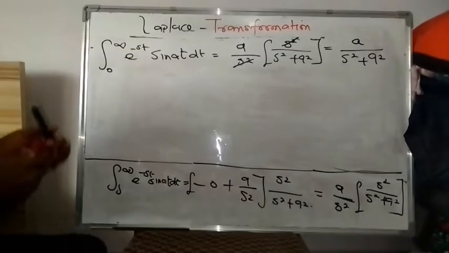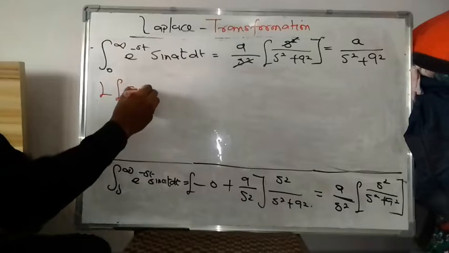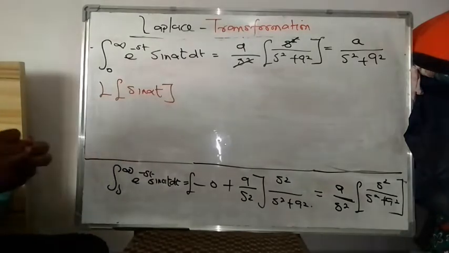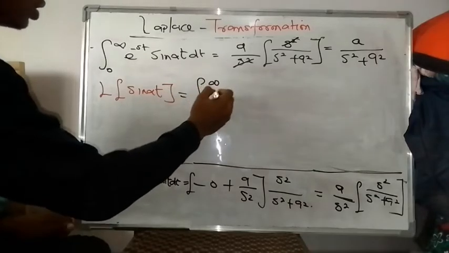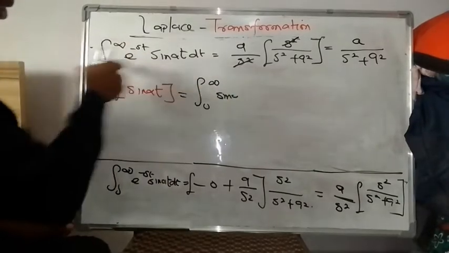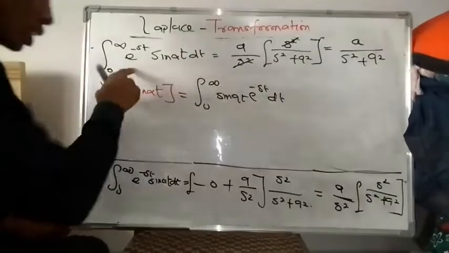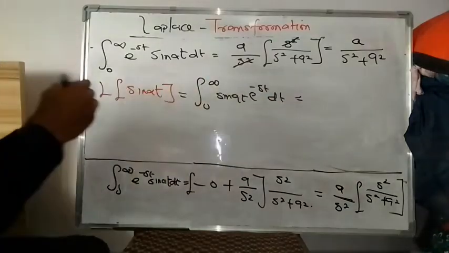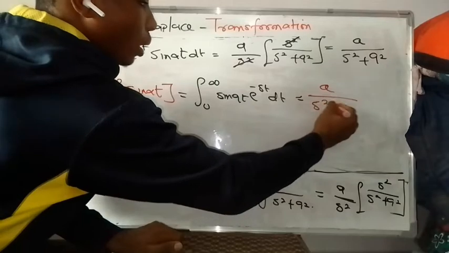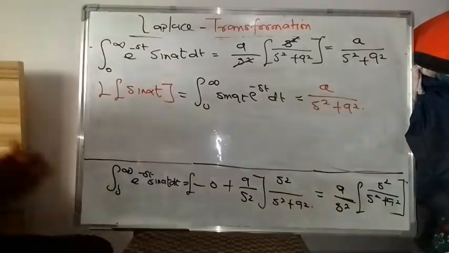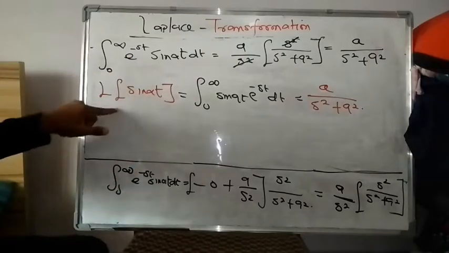So we can see that the Laplace of sine at, which is equal to the integral from 0 to infinity of sine at exponential minus st dt, is equal to a divided by s squared plus a squared. So I've come to the conclusion of today's session, which says find the Laplace of sine at.